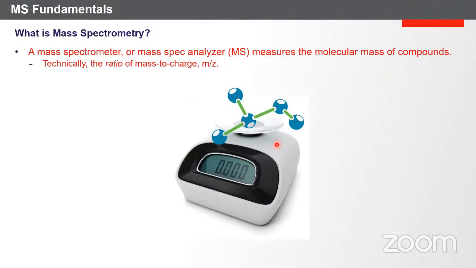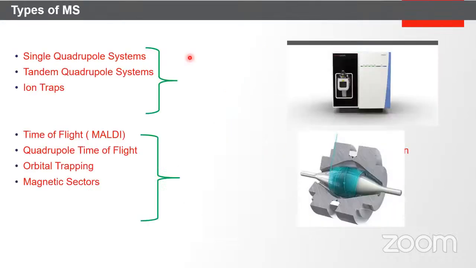Now coming to the mass spectrometer, as I said, it is an analyzer which measures molecular masses. But technically, it actually measures the mass by charge ratio, nothing else. Now, there are different kinds of mass spectrometers. Dr. Bhargava and Dr. Srinidhi were mentioning different kinds of mass spectrometer during my first conversation. So there are different types basis the analyzer.